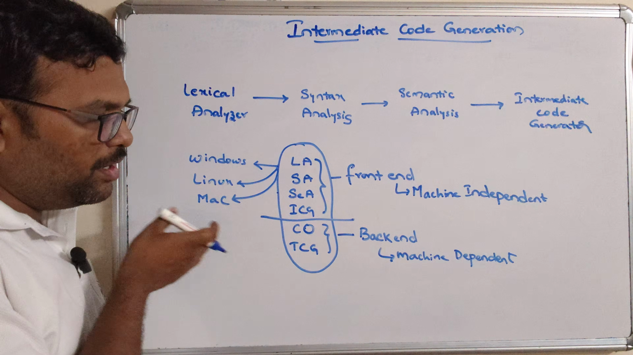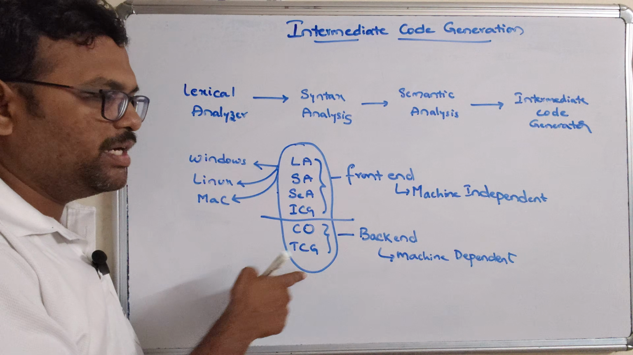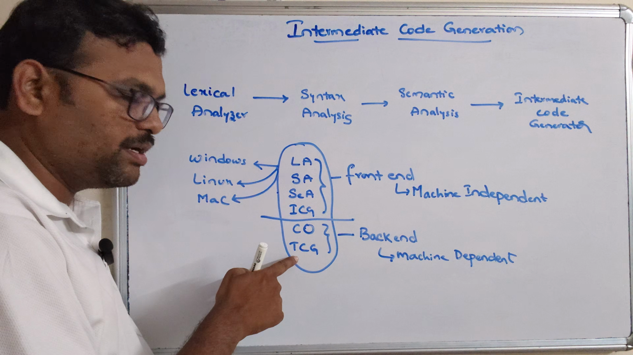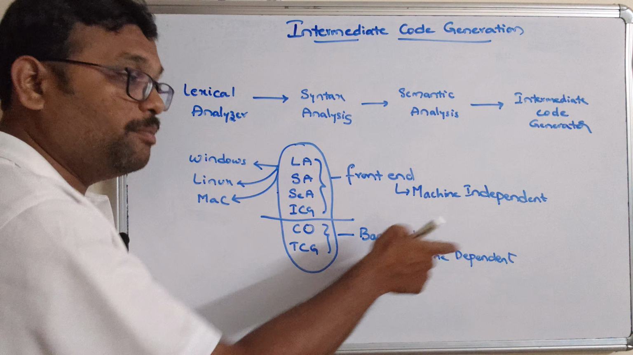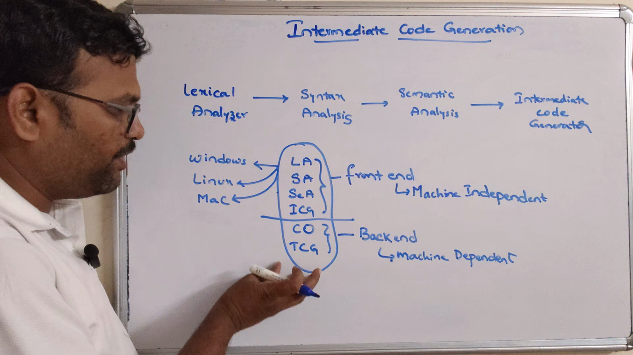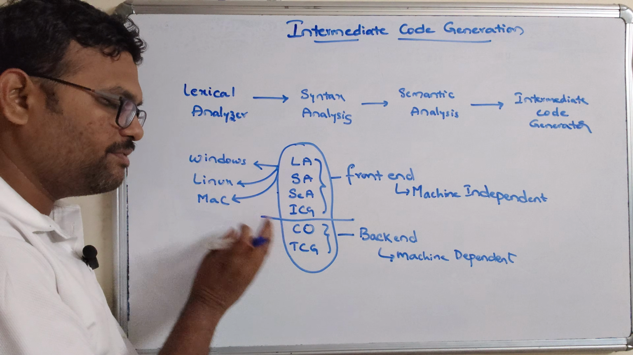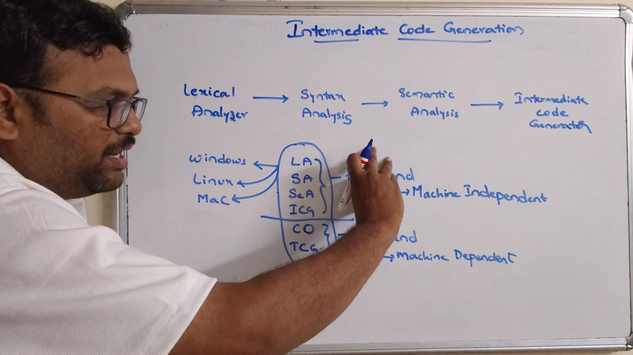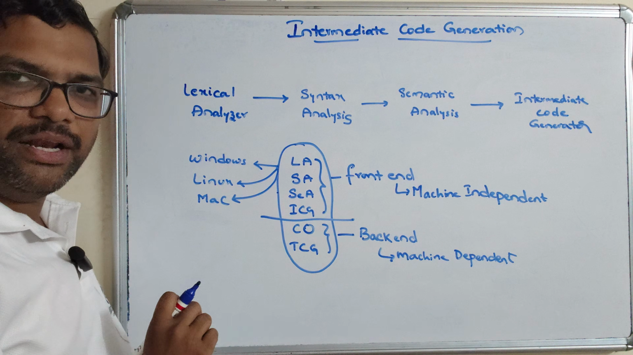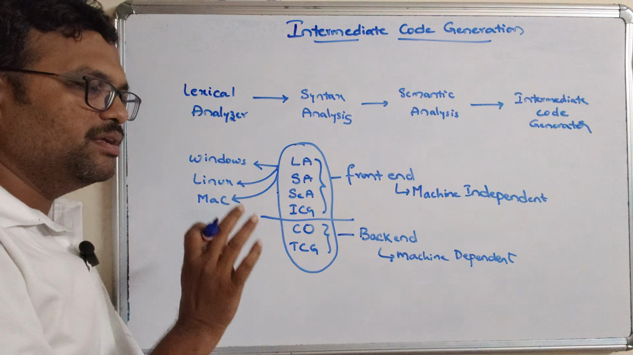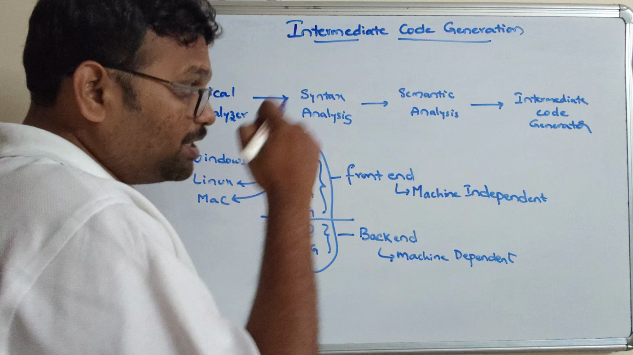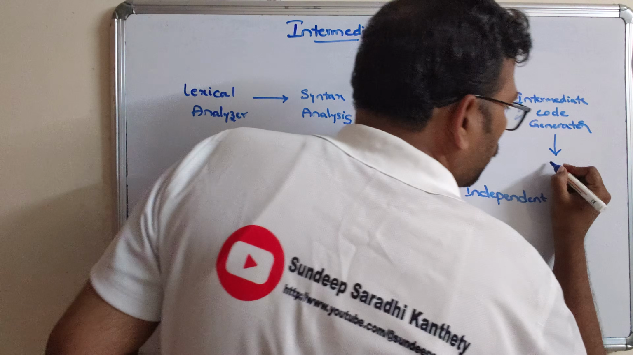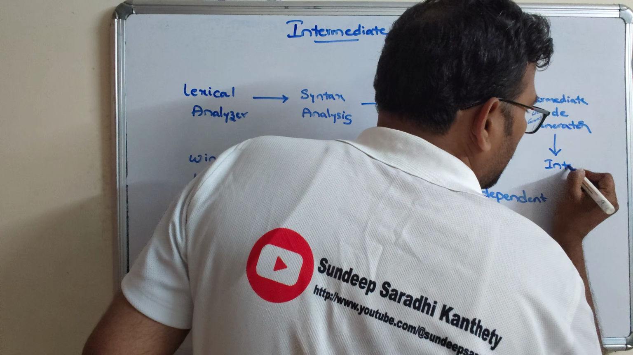But from here on, it depends on the machine. The two phases, code optimization and target code generation, depend upon the machine, so they will be different for Windows, Linux, and Mac. We can use the front end for any kind of compiler, but the back end is crucial. The output we get from the intermediate code generator is called the intermediate code.